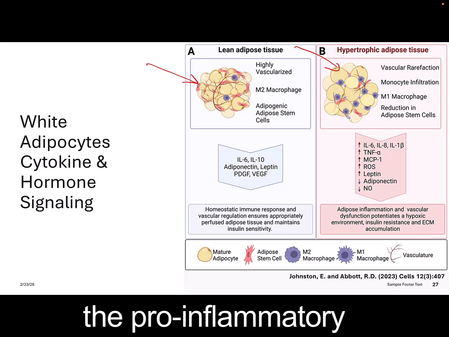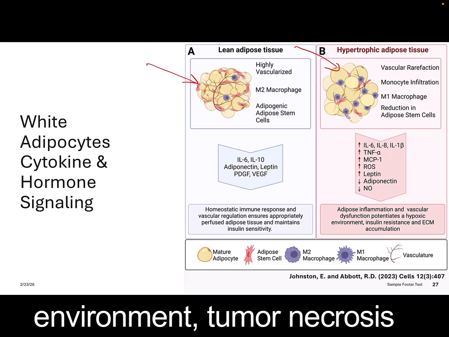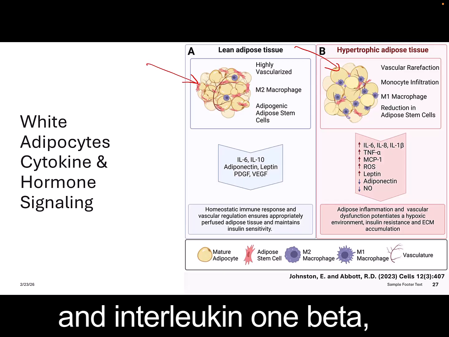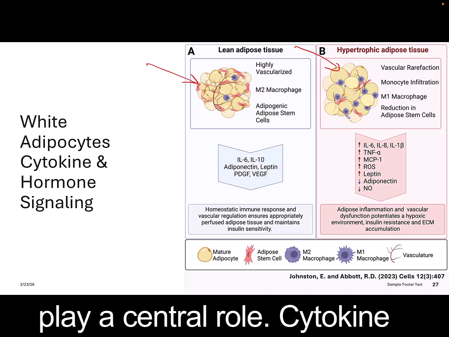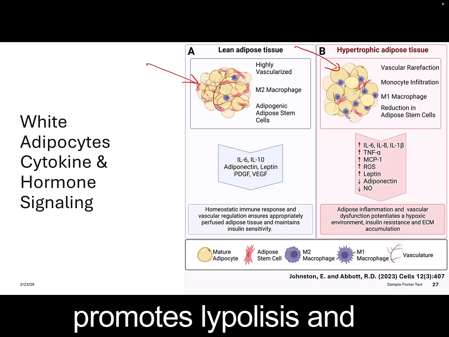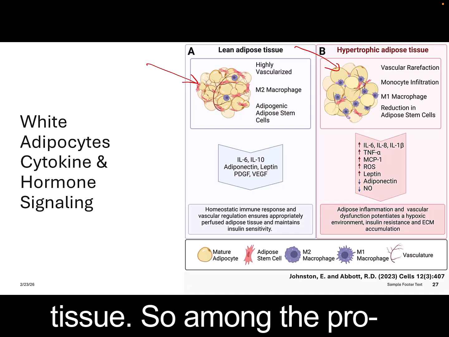Among the pro-inflammatory cytokines produced in this environment, tumor necrosis factor alpha, interleukin 6, and interleukin 1 beta play a central role. Cytokine signaling interferes with insulin receptor signaling, promotes lipolysis, and amplifies inflammatory cascades within the adipose tissue.